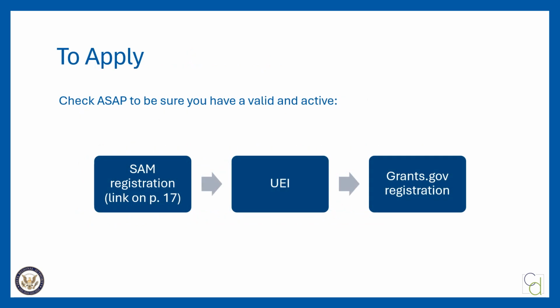In order to apply, entities must be registered with SAM with a UEI and also registered with grants.gov. As a side note, in the event of award, any subrecipients must also have a UEI. The next few slides will provide a brief overview of these processes.